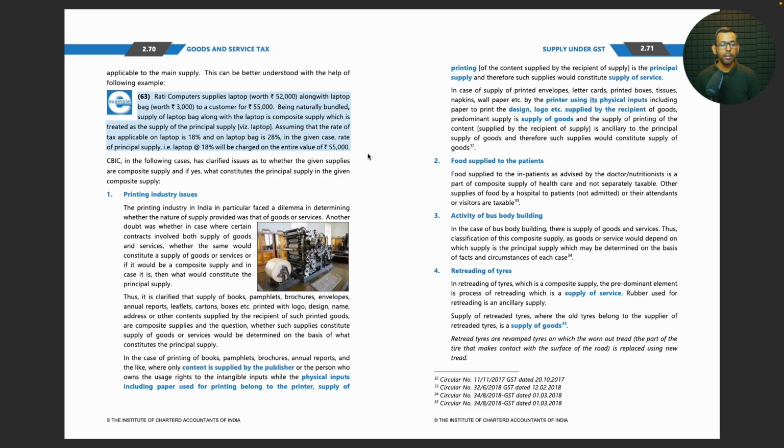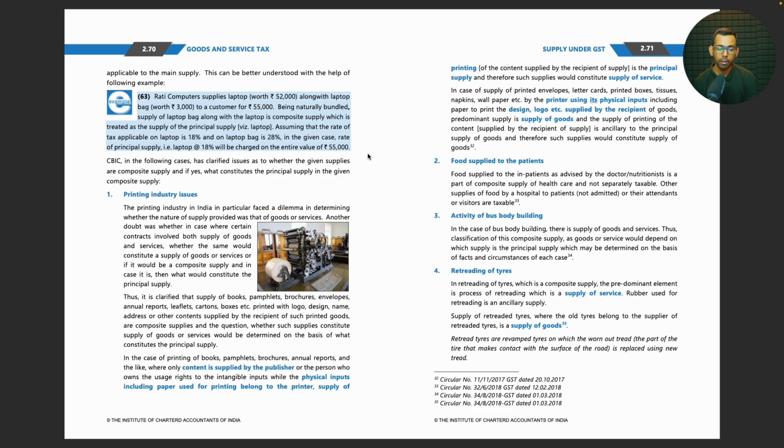It is clarified that supply of books, pamphlets, brochures, envelopes, annual reports, leaflets, cartons, boxes printed with the logo, design, name, address, or other contents supplied by the recipient of such printed goods are composite supplies, and the question whether such supplies constitute supply of goods or services would be determined on the basis of what constitutes the principal supply.